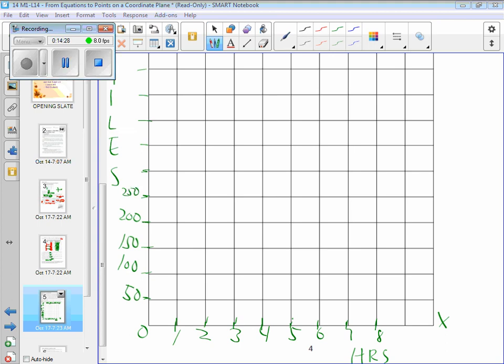Some of you are probably going ahead. You could actually start plotting your points if you know what to do. So now you take your points. The first ordered pair is 1 and 50. So you find 1 for hours and 50 for miles, and you make your dot. And draw a line that connects through all of our points when we're done. 2 and 100. Take it all the way to your 8.